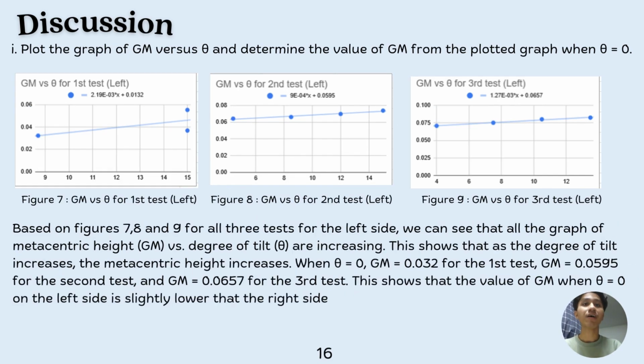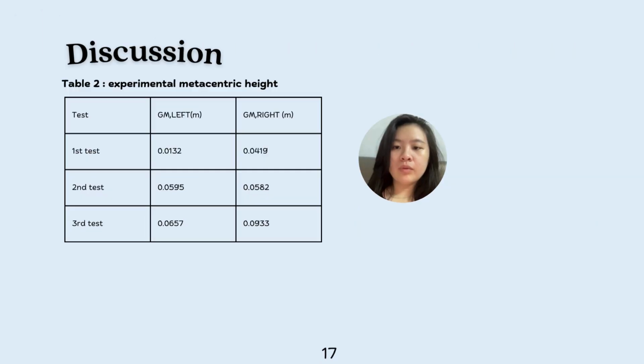Next, based on figures 4, 5, and 6, for all three tests for the left side, we can see that in all the graphs of the metacentric height GM, the degree of tilt is increasing. This shows that as the degree of tilt increases, the metacentric height increases for the left side. And when theta is equal to 0, GM is equal to 0.032 for the first test, 0.061 for the second test, and 0.064 for the third test. We can see that the value of GM when theta is equal to 0 on the left side is slightly lower than the right side. So for table 2, this is the list of experimental metacentric height.